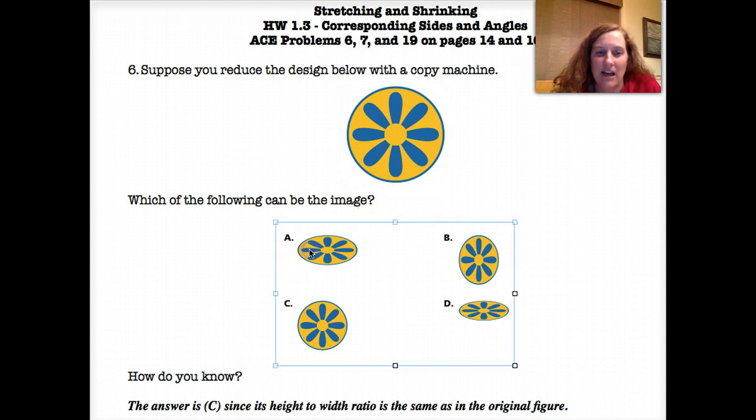So this is not the case with A. You can tell A is wider than it is taller. B is taller than it is wider. D is wider than it is taller. Really, C is the only version that's a smaller version of the original. It leaves the same height to width ratio, so it has to be C.